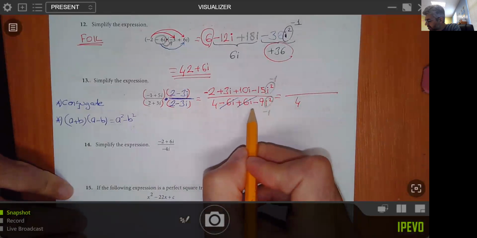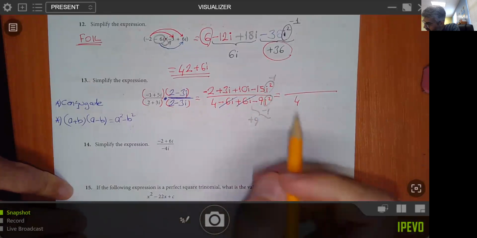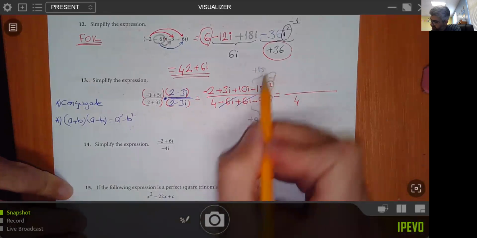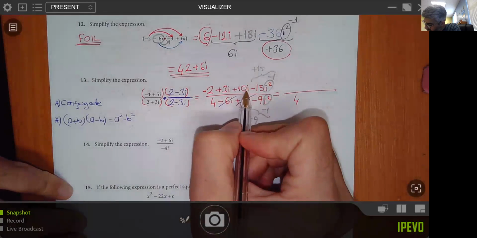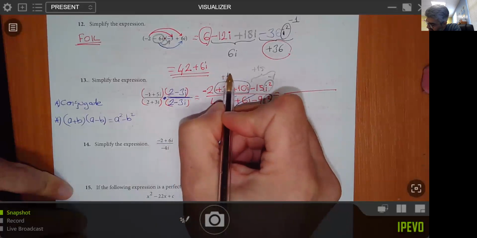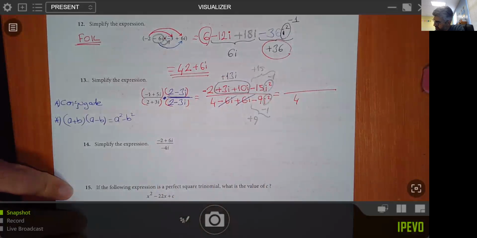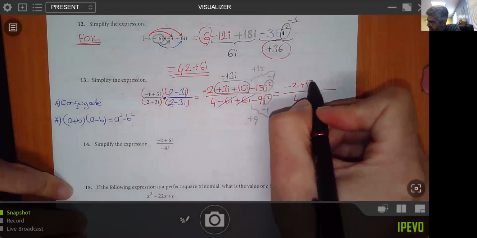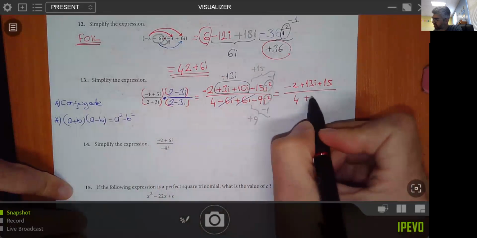All right, so what do I have here? Negative 9 times negative 1 is plus 9. Negative 15 times negative 1 is plus 15, positive 15. And what else do I have here? You see, I combine them and I get 13i. Okay? So let me write, I will simplify. So negative 2 plus 13i plus 15 over 4 plus 9.